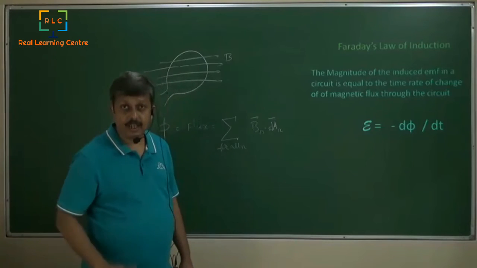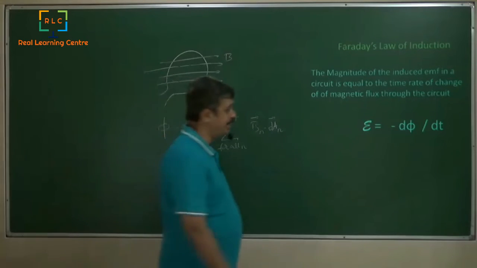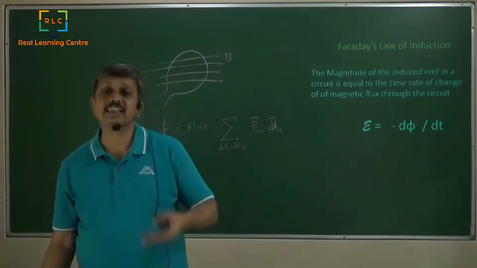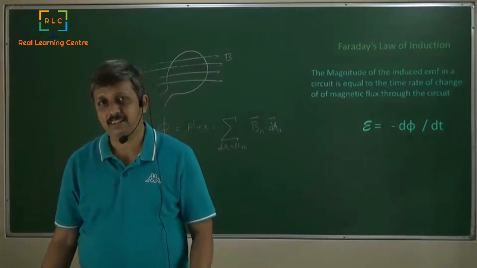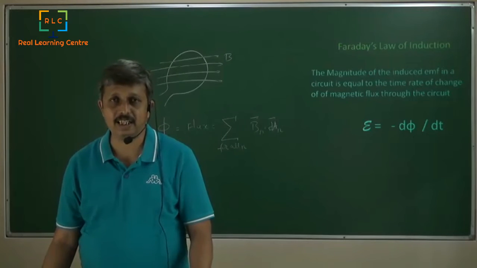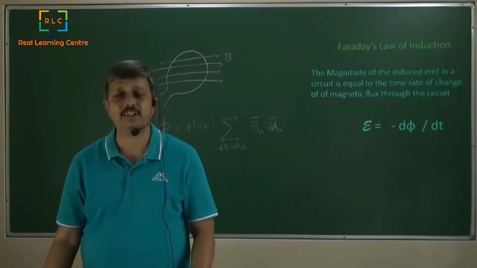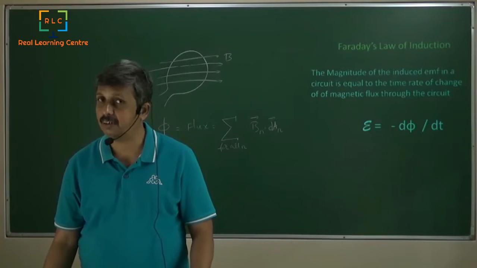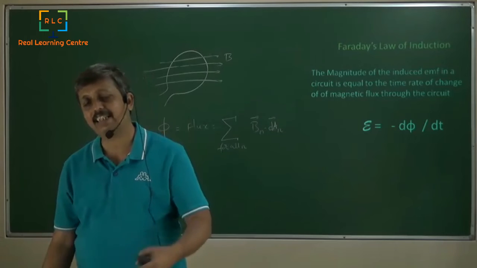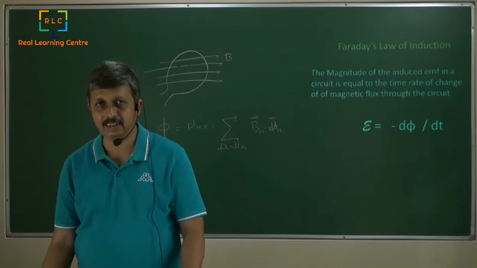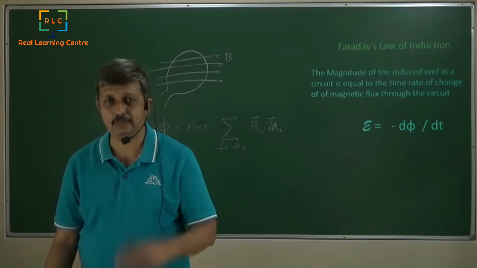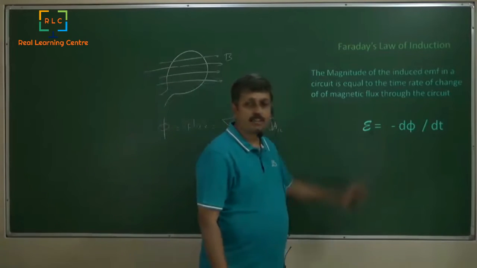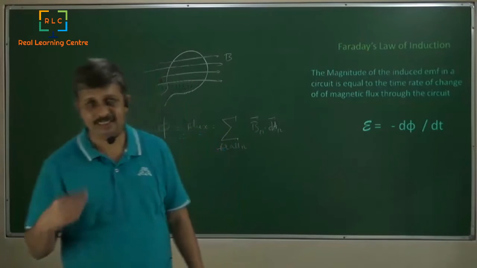And then the negative sign here tells you the direction. The EMF is induced in the direction that opposes the change in the magnetic field. What does it mean? This comes out as Lenz's law. We will talk about that a little later, and I will explain how to calculate the EMF. This minus is because of Lenz's law, but Faraday generally stated it this way.